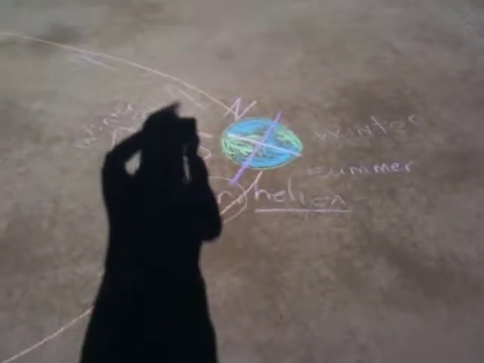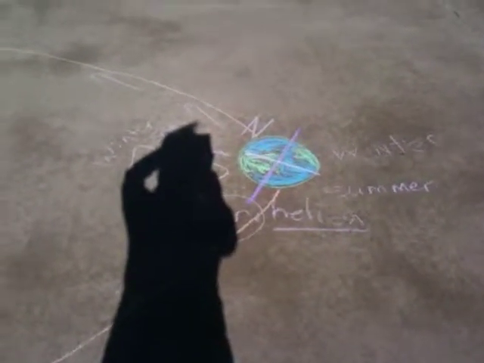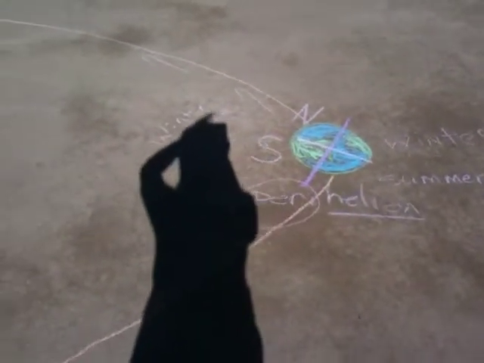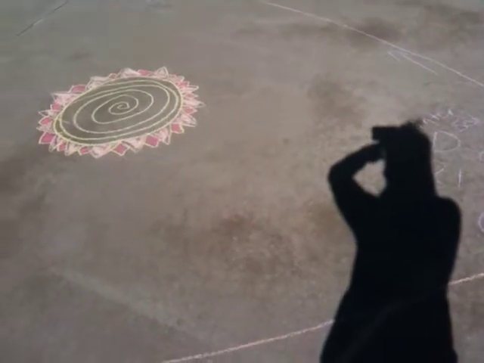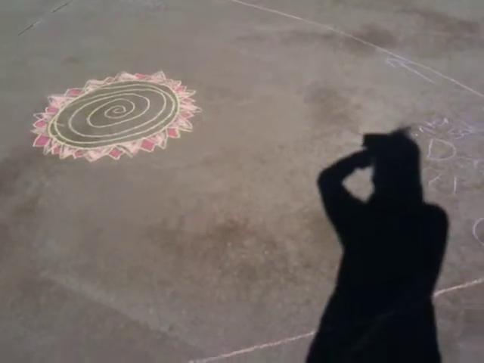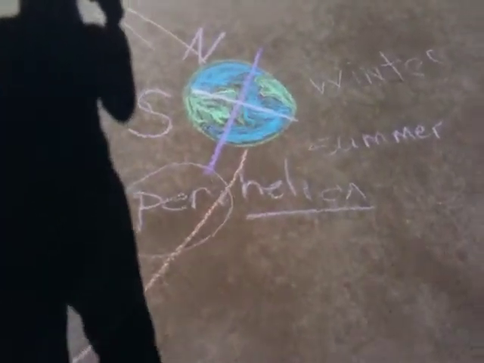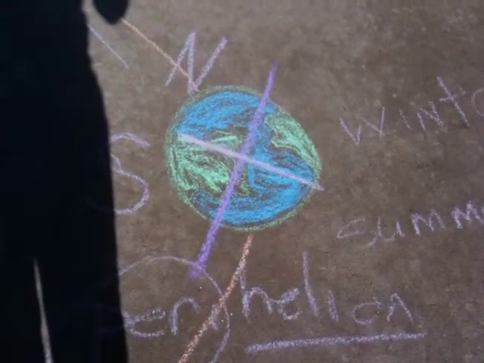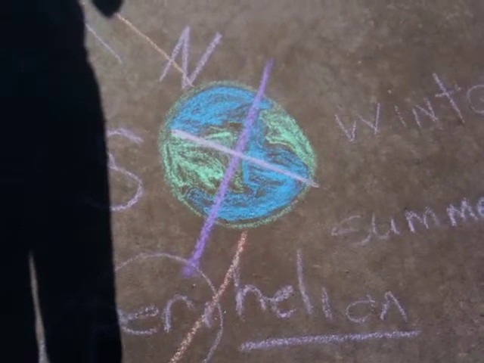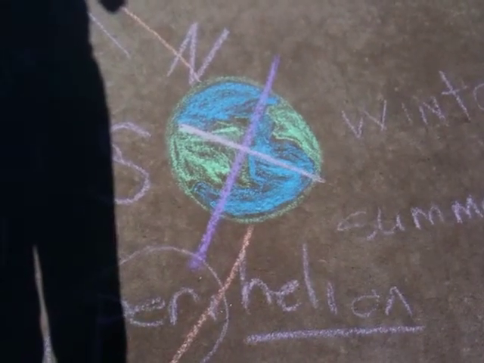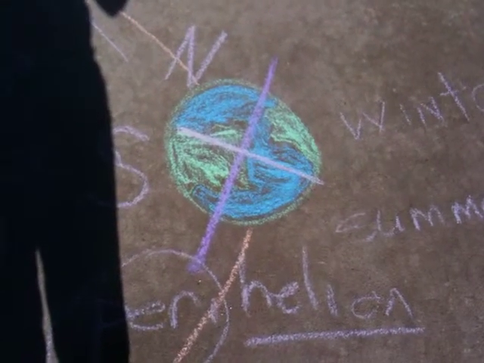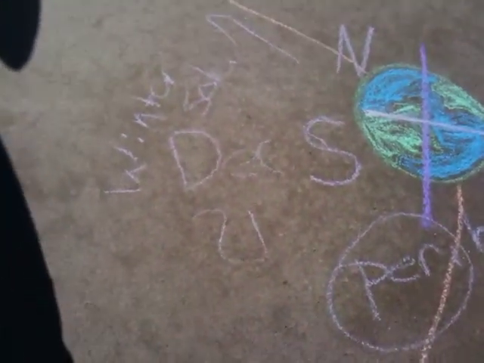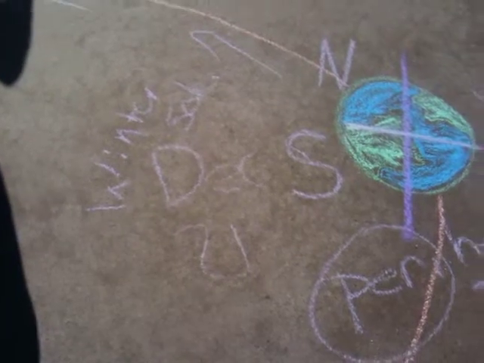This is the seasons. This is going to be perihelion, which means a time when the Earth is closer to the sun. You can see here that in the northern hemisphere it is actually winter because we're facing away from the sun because of the axis. In the southern hemisphere it's summer because they face the sun more directly. This happens in December, and it's called the winter solstice.